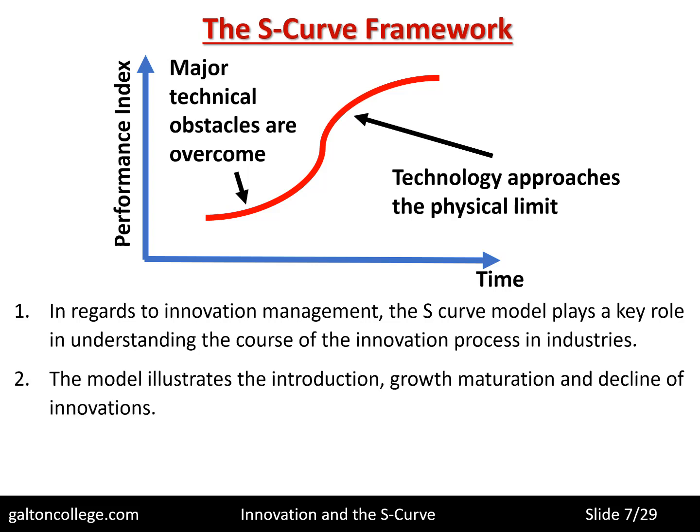The model illustrates the introduction, growth, maturation, and decline of innovations. It shows the growth, the introduction at the start, the starting bit. Let's say it's a piece of machinery. It's purchased at a particular moment in time. That's its introduction. Then its growth. It starts to grow in terms of its performance, in terms of its contribution. Then it reaches maturity. In other words, it can't produce more.